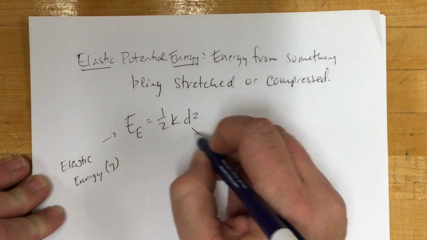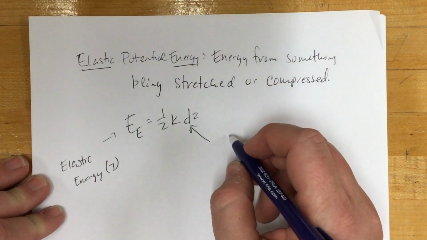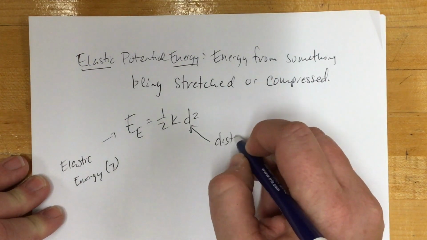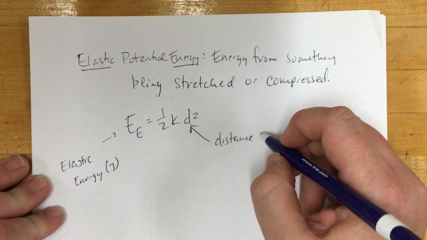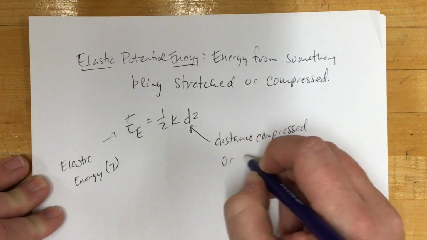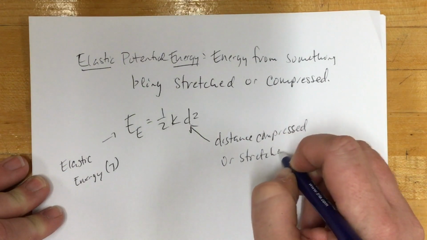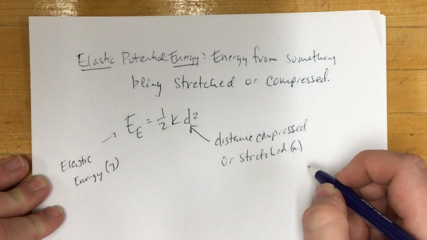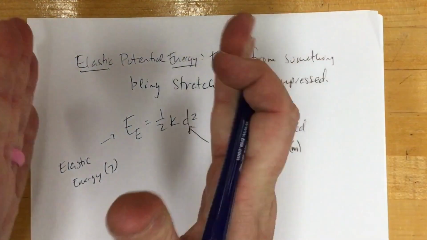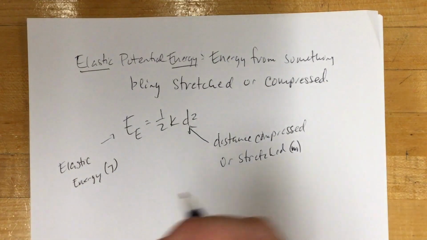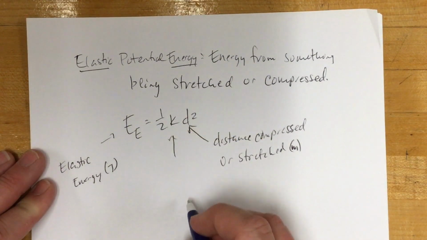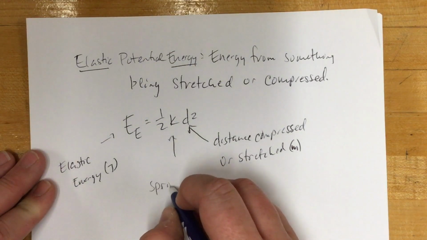K we'll talk about in a moment. D is the distance the spring is compressed or stretched. And it has to be measured in meters. It doesn't matter if it is compressed or stretched. So if it's pulled apart or pushed together, the distance in either direction will give you the same amount of energy. K is something called a spring constant.